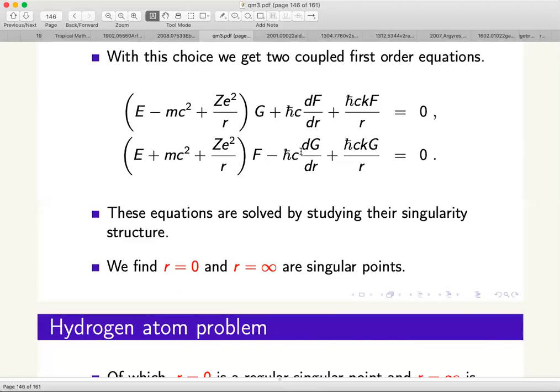Now life is even simpler because df by dr is equal to a constant times g, and dg by dr is a constant times f. So if you differentiate this equation, then you can just convert this into a second order equation either in terms of f or in terms of g. Once you solve that, you can put it back and get the other function. So if you solve for f, you can determine g from that.